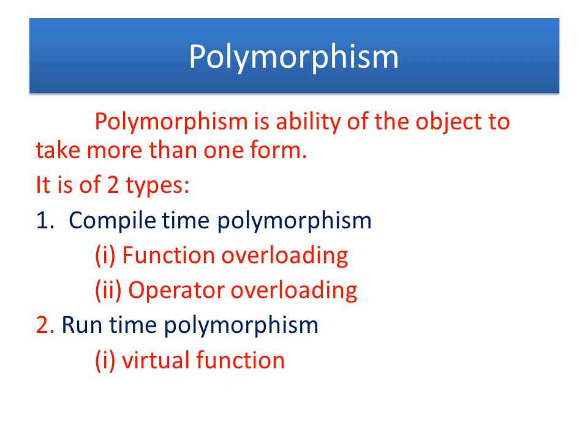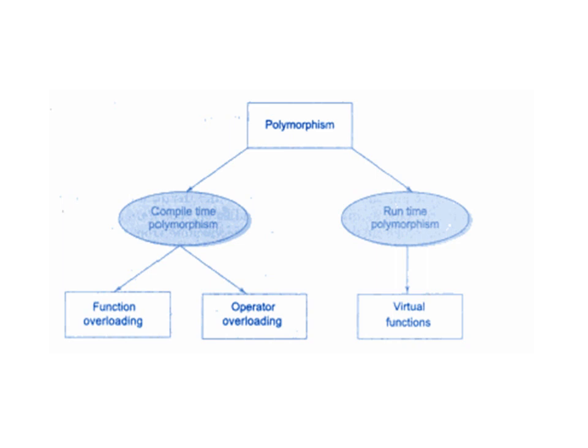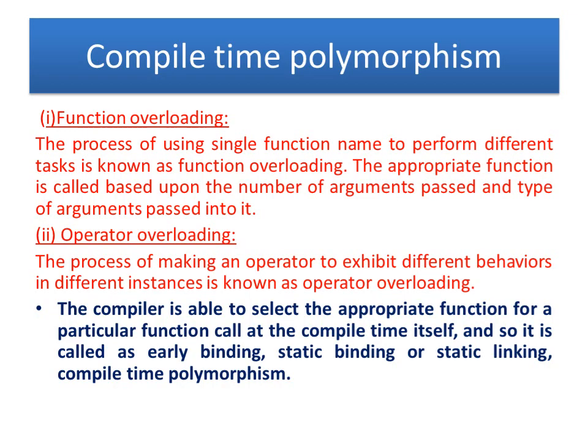It can be implemented in two ways. One is compile time polymorphism and another one is runtime polymorphism. We can implement compile time polymorphism by function overloading and operator overloading, and runtime polymorphism with the help of virtual functions. So we shall see about these things one by one. This is the picture showing the categorization of implementing polymorphism.